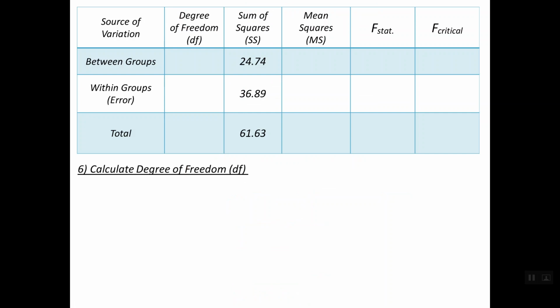This is the one-way analysis of variance table. And here we fill all the sum of squares for between groups and within group and the total.